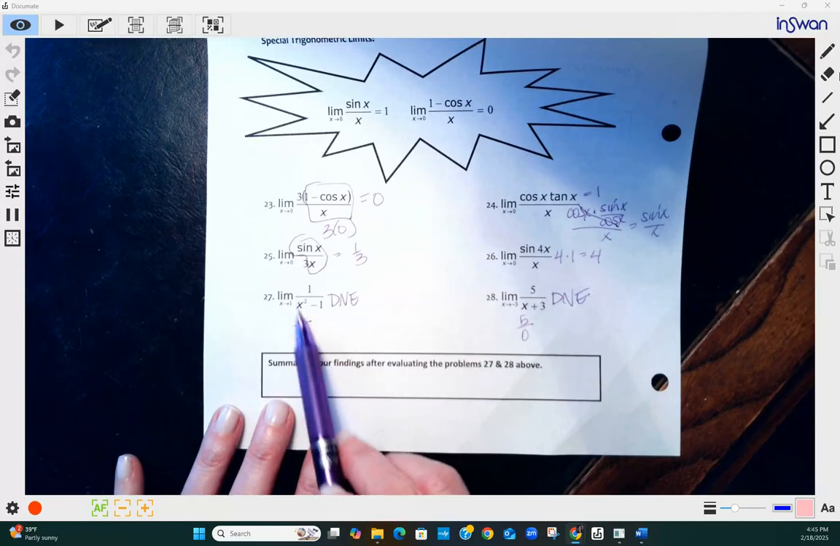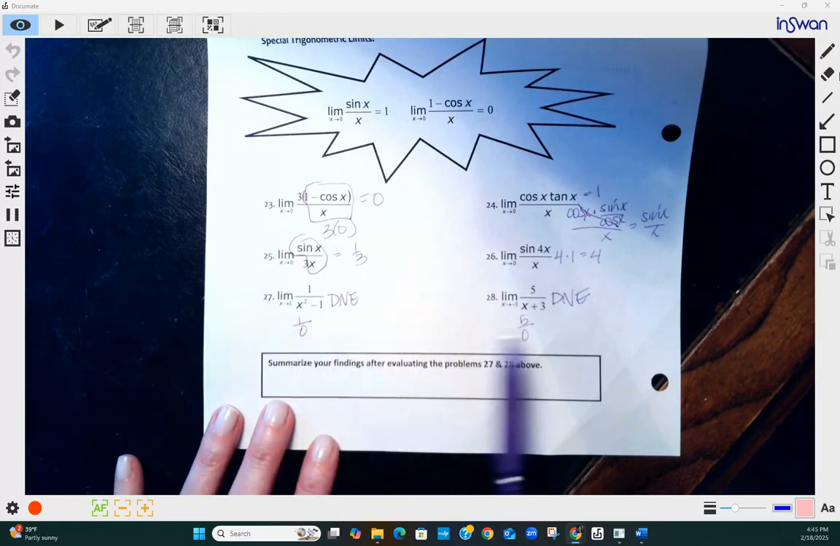The x values that are restricted down here are 1 and -1. So there would be no limit that existed at x approaching 1 or -1. Here, the vertical asymptote's at -3. That's why the limit does not exist.